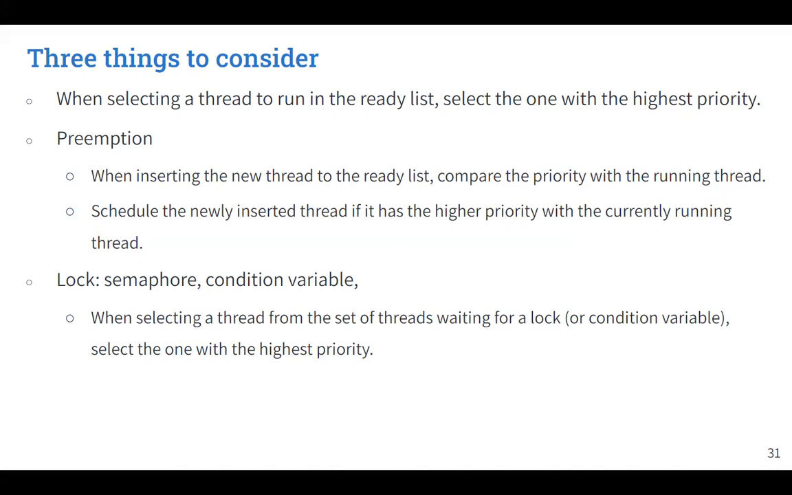And for synchronization, there are locks, which are implemented with semaphores, and there are also conditional variables. So when selecting a thread from the set of threads waiting for a lock or conditional variable, select the one with the highest priority.